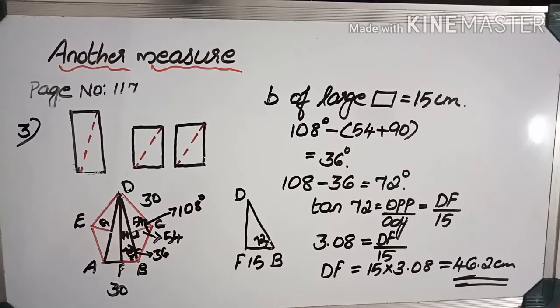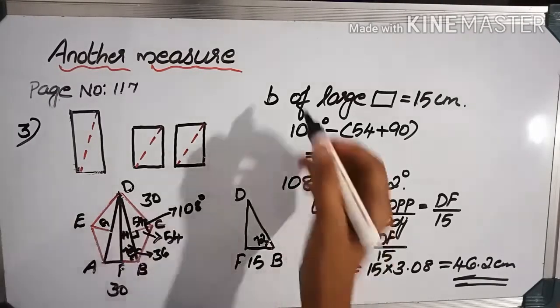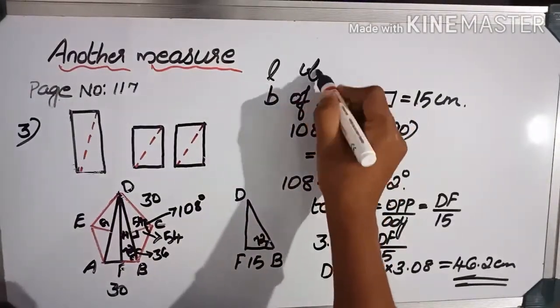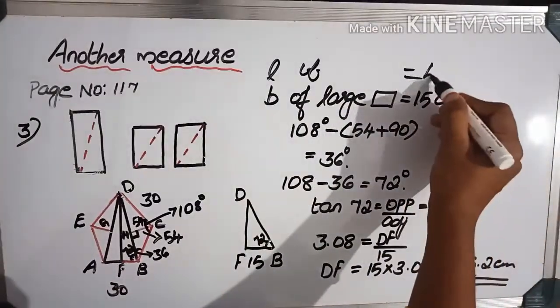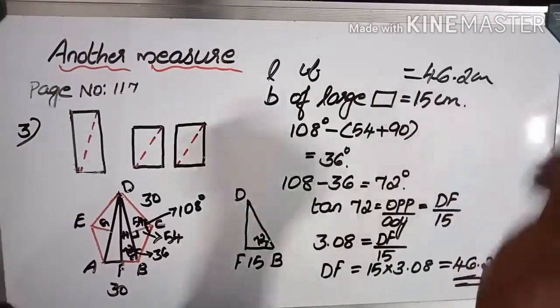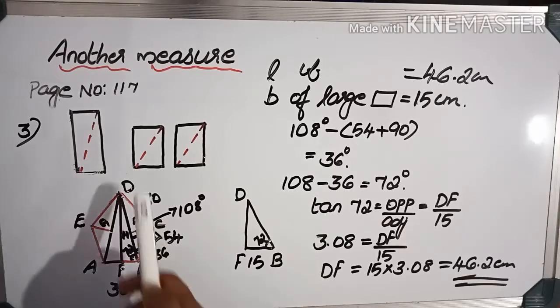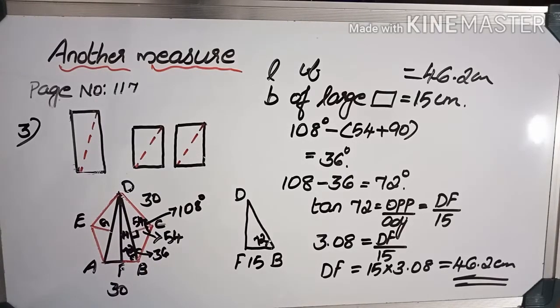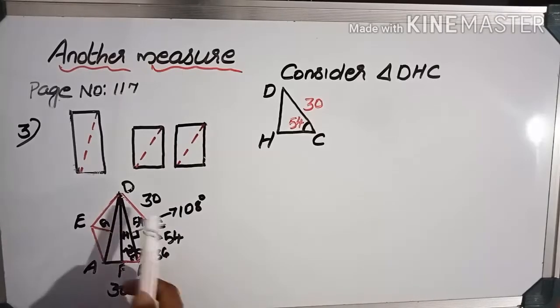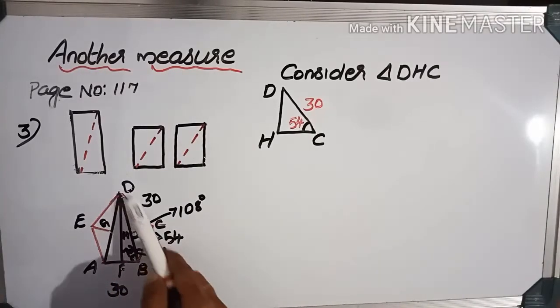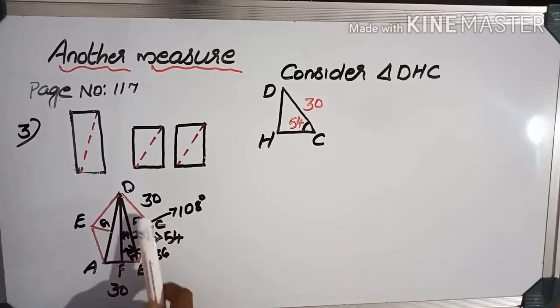That means breadth we already got. Next, length. DF is the same as the length of the large rectangle. So the length of the large rectangle will be this 46.2 centimeter. So length and breadth of the large rectangle we got. Next we have to find the length and breadth of this small rectangle. For that, let's consider the triangle DHC, this portion.